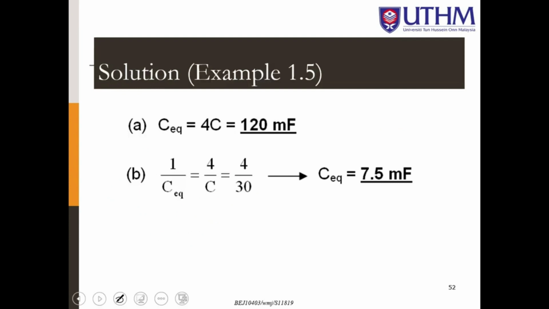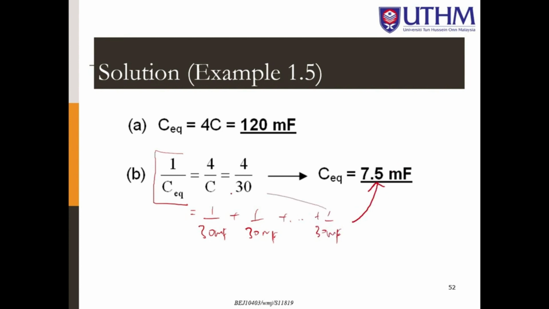Whereas for the capacitors in series, you should take this equation: 1 over C equivalent. So you have 1 over 30 millifarad plus 1 over 30 millifarad and so on up to 4. From here, if you simplify this, you will get C equivalent equals 7.5 millifarad. This is actually quite a straightforward question.